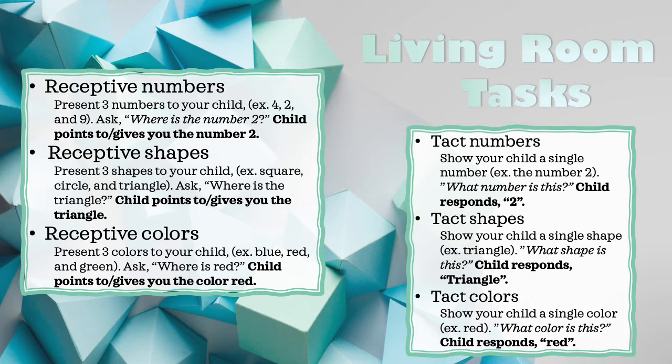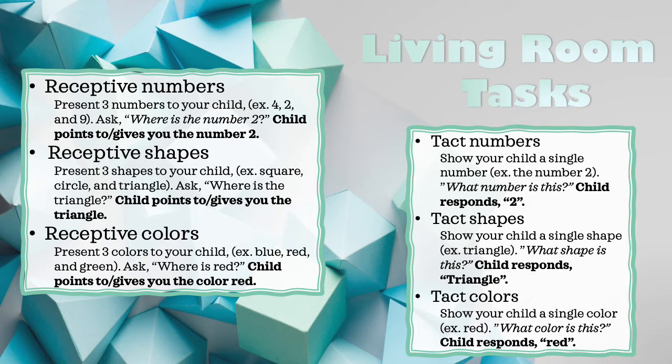For receptive shapes, you would present 3 shapes to your child, a square, a circle, and a triangle. You would ask, "Where is the triangle?" The child points to or gives you the triangle. For receptive colors, you present 3 colors to your child, blue, red, and green. You would ask, "Where is red?" The child points to or gives you the color red.